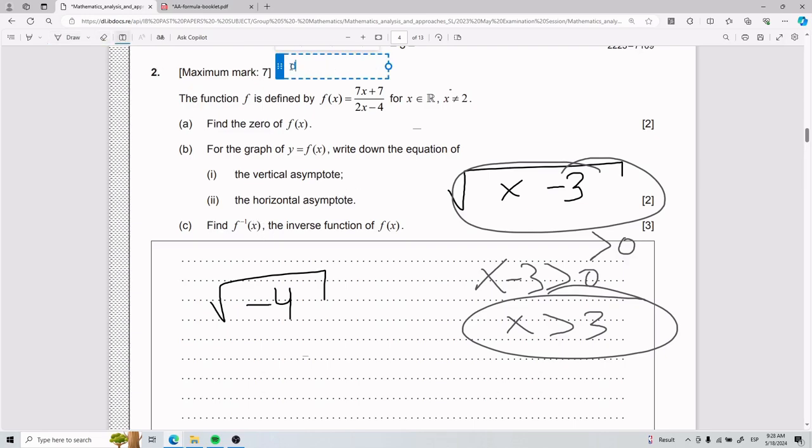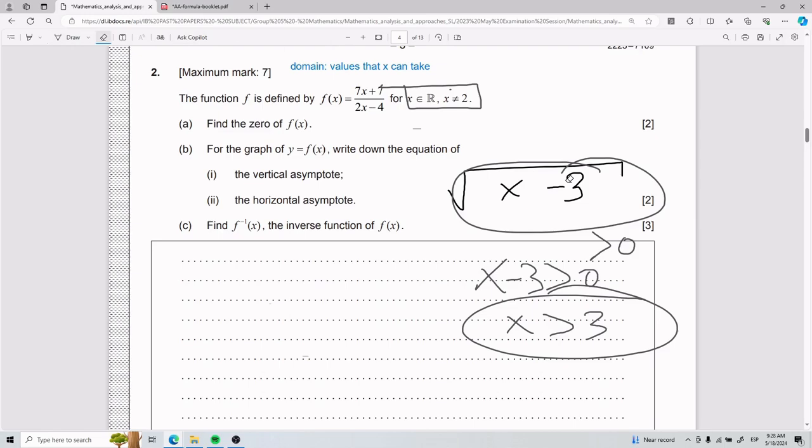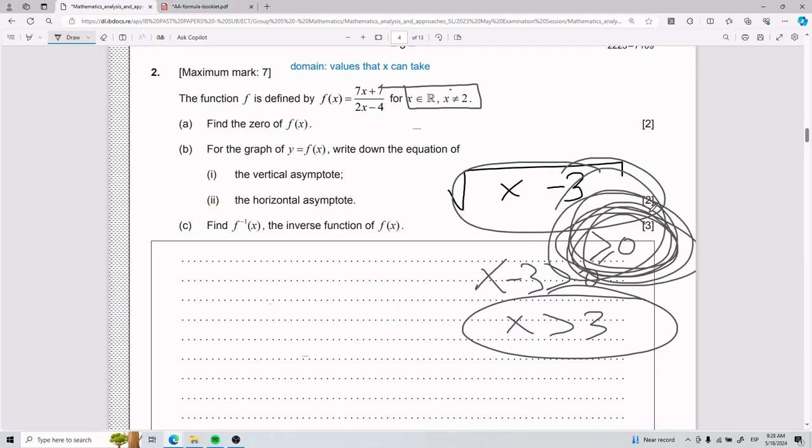Your domain is values that x can take. So this thing here is just helping you define your domain. It's all real values except for 2. And this made up example of the square roots is something that I know can show up for you, so I'd rather tell you. Inside the square root, things have to stay positive, so greater than or equal to 0, now that I think about it.